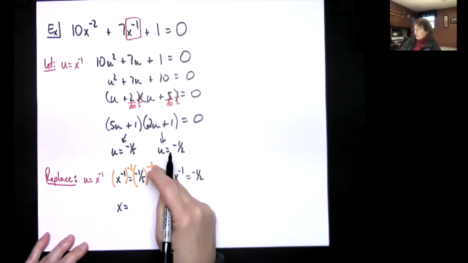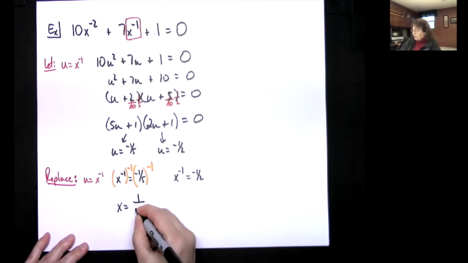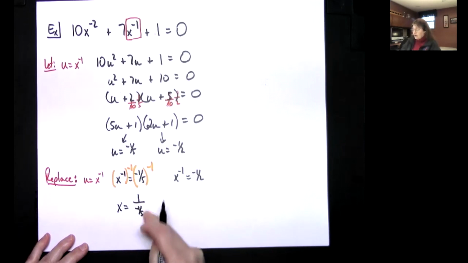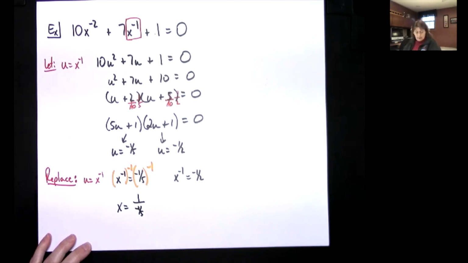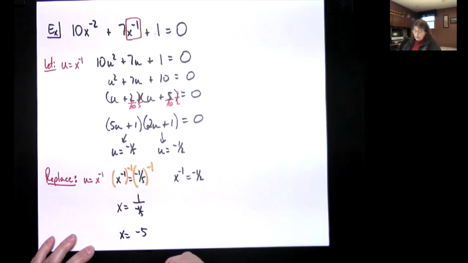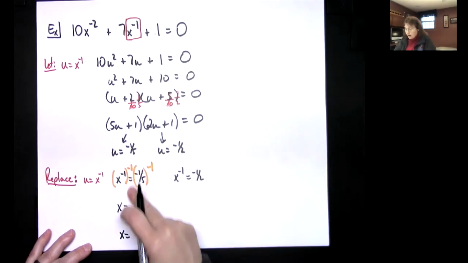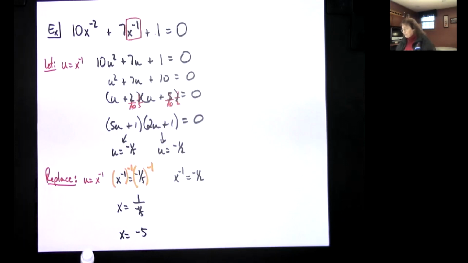This negative exponent here, I can move it to the bottom, right? So 1 over negative 1/5, and then I can multiply through by that least common denominator. So x is going to equal negative 5. Now that's one way to do it. Now let's take this one and work it a different way because not everybody can see this. Well, I hope I have enough room to do this right here.